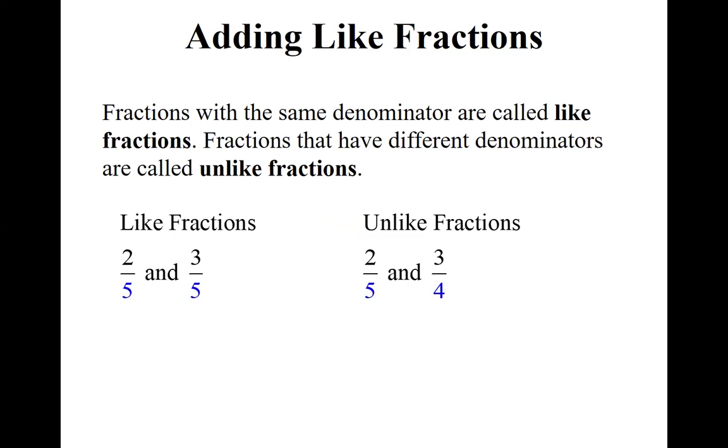Fractions with the same denominator are called like fractions, very similar to how fractions or expressions that had the same variables, terms with the same variables, were called like terms. So just like 2x and 3x would be like terms, 2/5 and 3/5 would be like fractions. They have the same denominator. And just like 2x and 3y were unlike terms, 2/5 and 3/4 would be unlike fractions. They have different denominators.